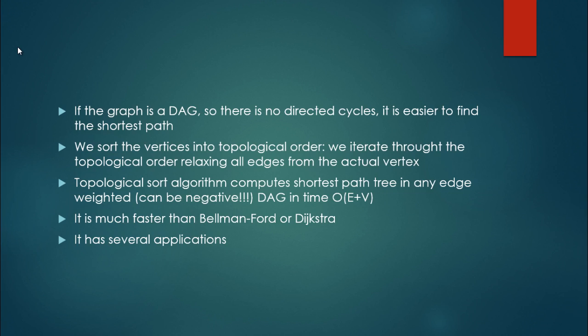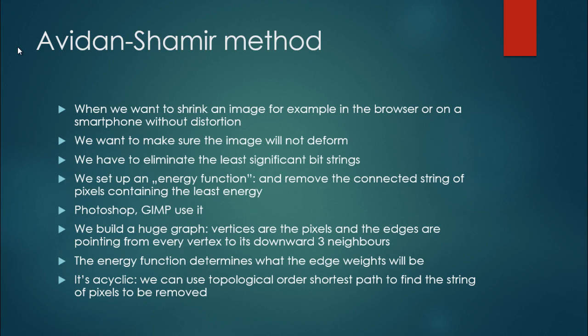And this graph is always directed and there are no cycles in it. So we can use this topological shortest path, which is very fast. The topological sort algorithm computes the shortest path tree in any edge-weighted DAG, and the weights can be negative. That's why it's good. It runs in time O(E + V), so it is a linear time complexity, where E denotes the number of edges and V is the number of vertices. It is much faster than Bellman-Ford or Dijkstra's algorithm. So it has several applications, as I said earlier, for example, how to solve the knapsack problem.